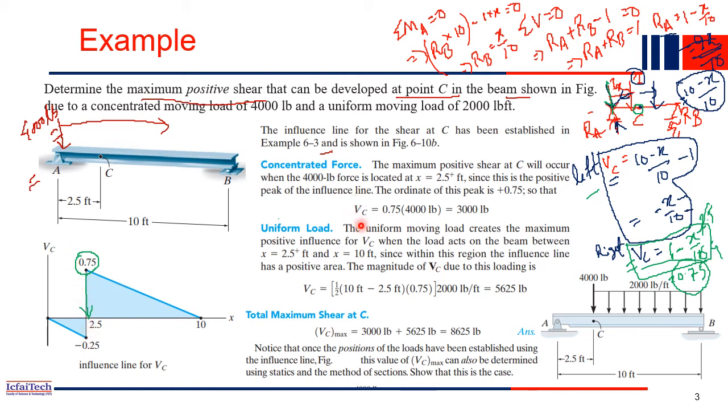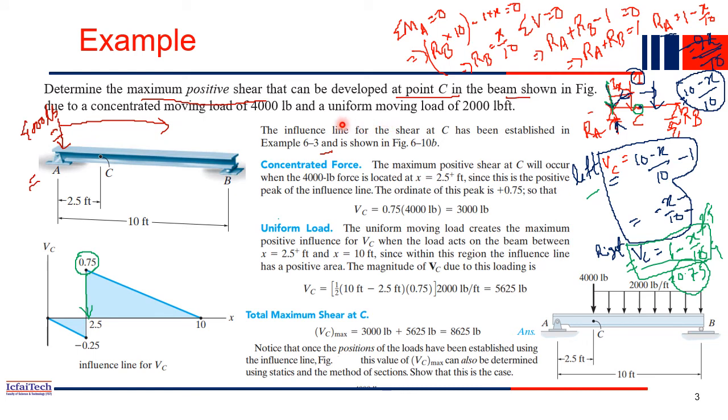So maximum Vc we will get it. It will be 0.75 multiplied. So 0.75 we computed using one unit load. If one unit load is moving, then only we will get 0.75. But in the question it is given our concentrated load is basically 4,000 pound. So when 4,000 pound is moving means this value multiplied by 4,000 we will get the maximum concentrated force. So Vc we will get it 0.75 into 4,000, that is 3,000, right? So 3,000 shear force will get it at this point because of the moving concentrated load.